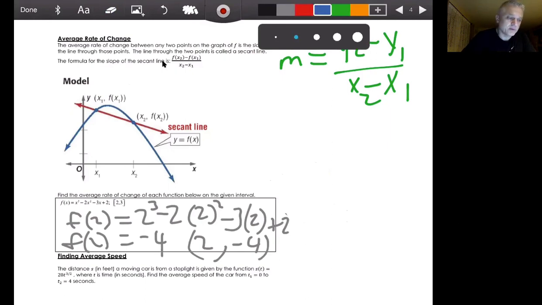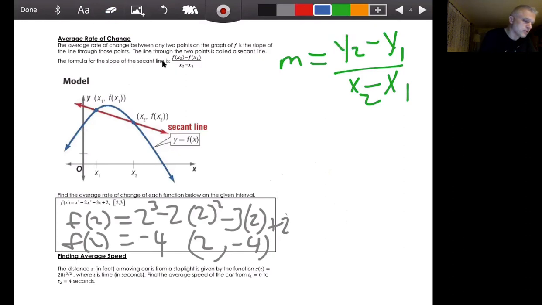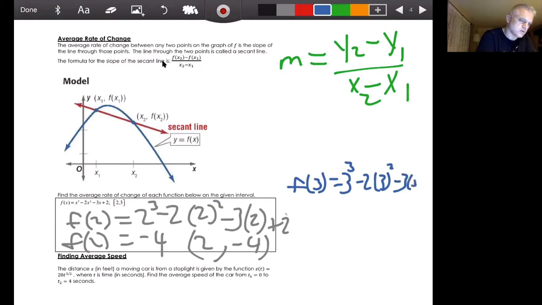Our second point, remember, has the x coordinate of 3. So we have to find f of 3. F of 3, and do the same thing. I'm going to substitute it in for x. So 3 cubed minus 2 times 3 squared minus 3 times 3 plus 2.